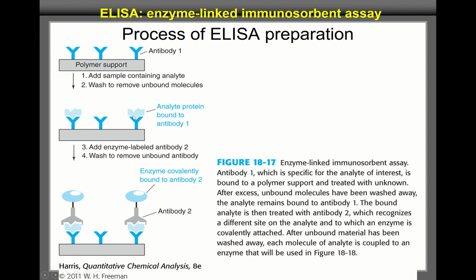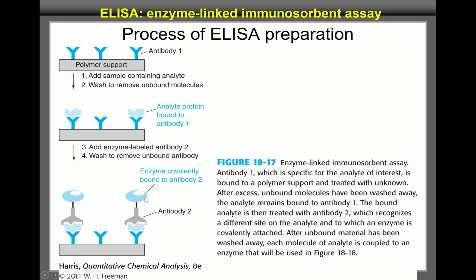Okay, because the analyte, the molecule, its number is less than the antibody 1. And then what? And then you go on to add enzyme labeled antibody 2. Now you prepare this antibody, and at the end of this antibody you link. That's why it says enzyme linked. You link an enzyme. This enzyme is covalently bound to antibody 2.